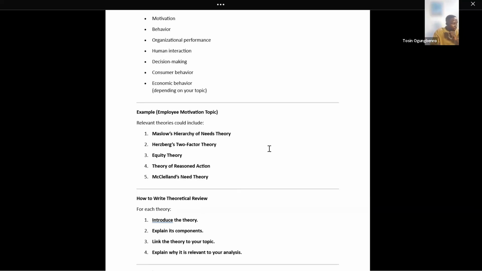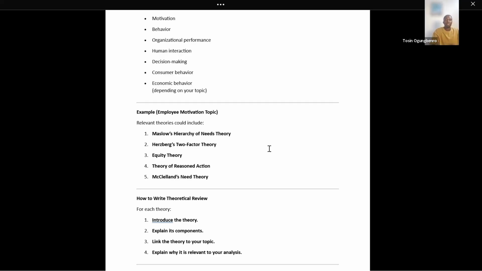So in case you are making notes, the key components of a theoretical review are proponent, assumption, criticism and relevance. Those are the core components of a theoretical review. Proponent is the person that propounded the theory. There's always somebody that propounded the theory, either a person or an organization. Assumption is what the theory is talking about, the core concept of the theory. Every theory has an assumption.